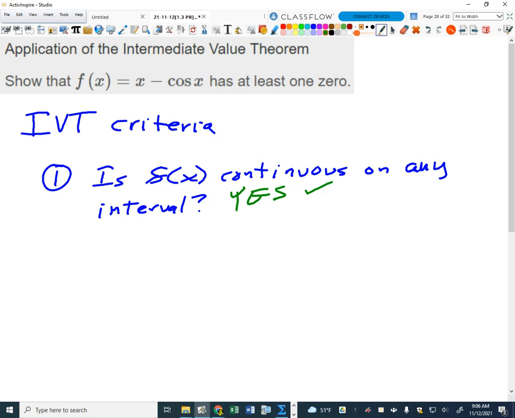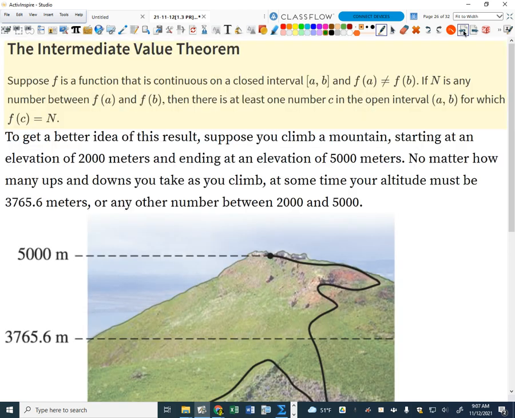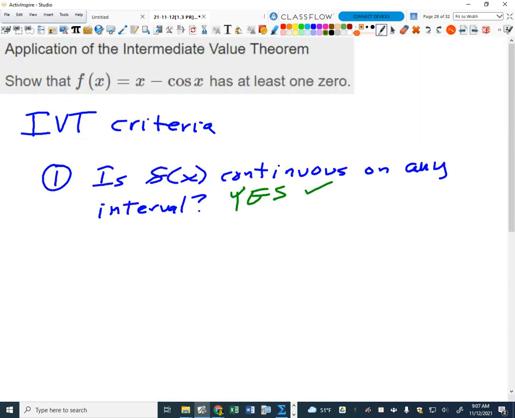Okay, what's the second part though? We need to show that there's at least one number c in some open interval for which the value of the function equals n, where n is some number that's between the value of the function at the endpoints of my interval. It's an intermediate value compared to my endpoints. So what we have to do here is figure out what some good endpoints would be for the interval, because what's the value of n or k or whatever you want to call it? What's the value that we want to show the function is passing through?